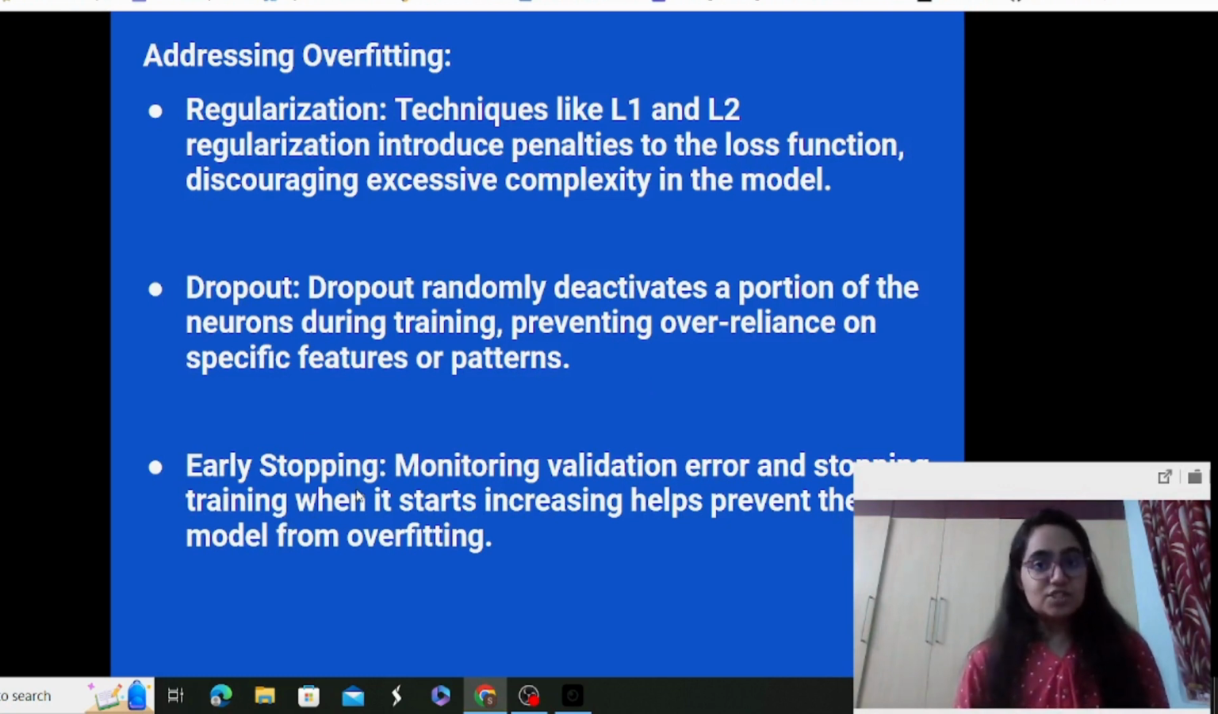Coming to the next, which is early stopping. Monitoring validation error and stopping training when it starts increasing helps prevent the model from overfitting. This is again very important. If you are training the model and going on training it, but you don't see any significant improvement in the model's accuracy, rather you see that in overfitting you get good training accuracy, which is less training error, but on the other hand, validation error is too high. So when you're monitoring the validation error or the test error, you see that it starts increasing rather than decreasing.